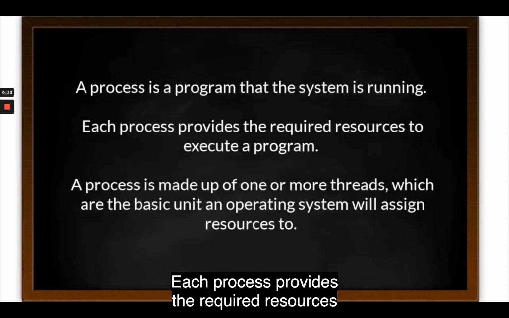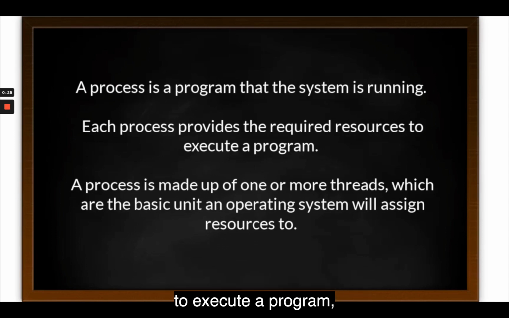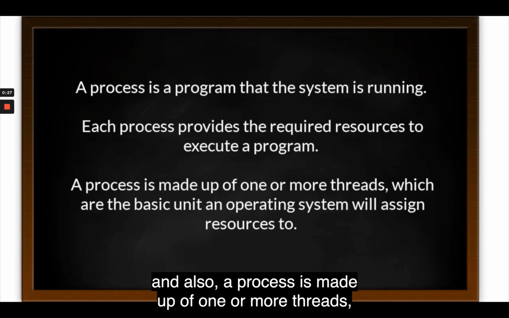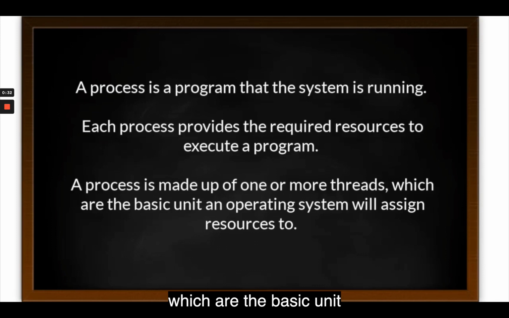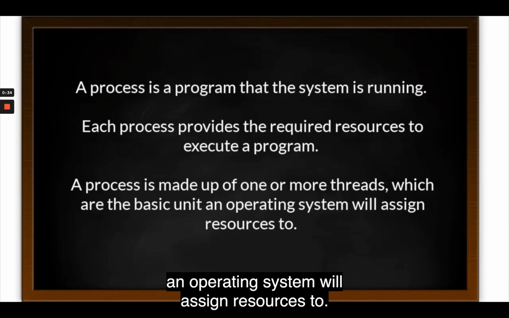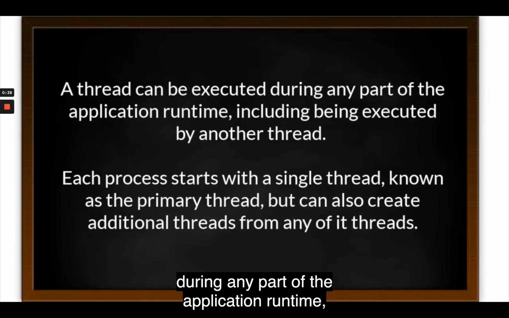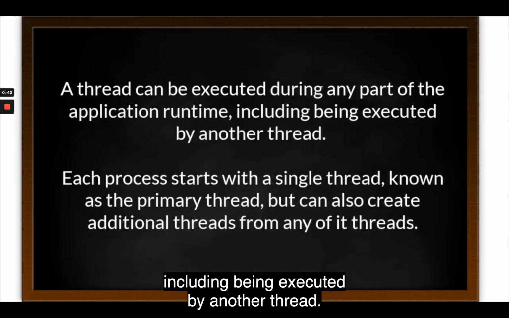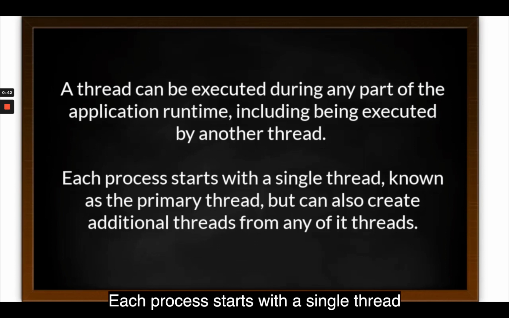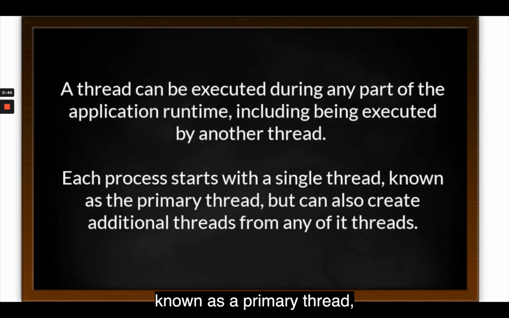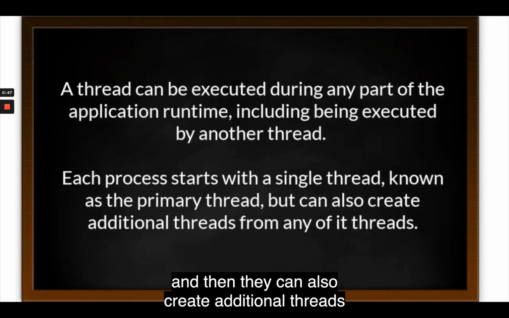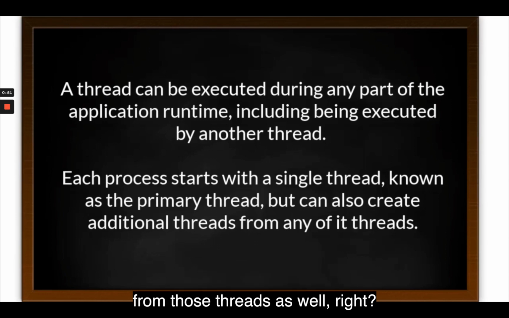Each process provides the required resources to execute a program, and a process is made up of one or more threads, which are the basic unit an operating system will assign resources to. A thread can be executed during any part of the application runtime, including being executed by another thread. Each process starts with a single thread, known as a primary thread, and then they can also create additional threads from those threads as well, right? So in a hierarchical way.